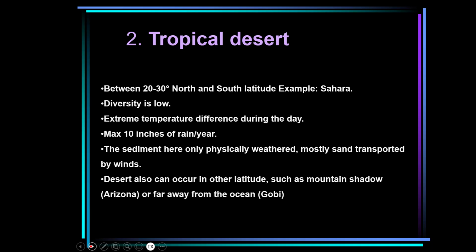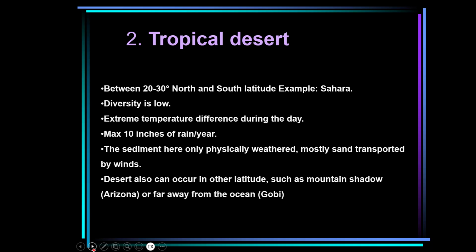So, the tropical desert between 20 and 30 degrees north and south. For example, the Sahara. Diversity is extremely low. You only have like a couple of scorpions and some people looking for water, or some animals. Extreme temperature difference during the day. Sometimes it's like 118, and then at night it's minus 10 degrees Celsius.